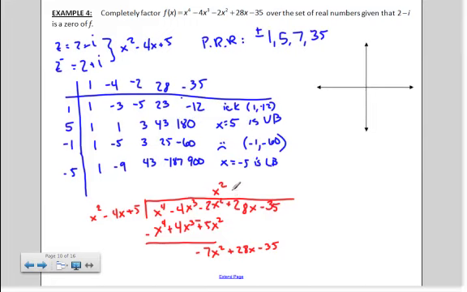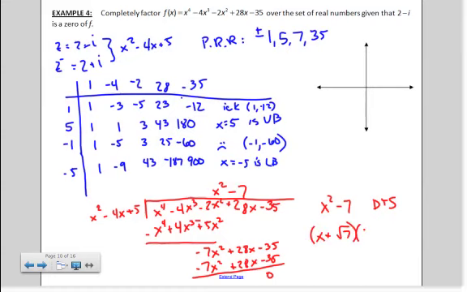Again, we're going to plug in negative 7 up there, and it gives us negative 7x squared plus 28x minus 35. We can see if we changed all the signs, we'd get 0. So what do we have? That's the other factor. I know this isn't pretty, but isn't that a difference of two squares? Yep, and it does factor: x plus square root of 7, x minus square root of 7.